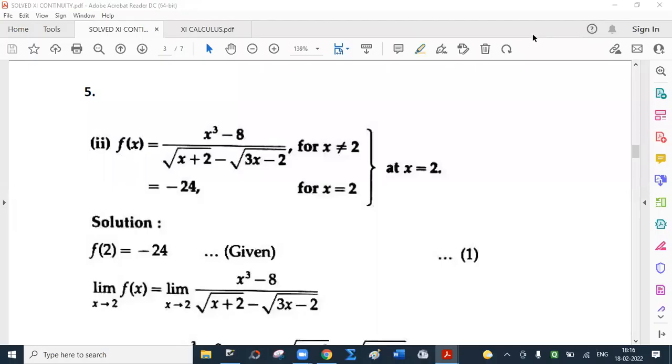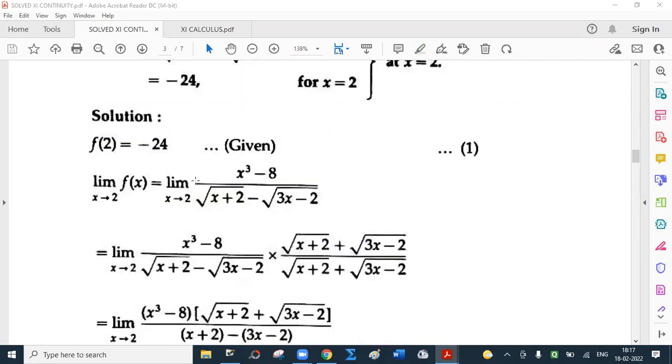Second, f of x is x cube minus 8 upon root x plus 2 minus root 3x minus 2 for x not equal to 2, and f of 2 is minus 24. We are asked to discuss continuity at x equal to 2. f of 2 is given to be minus 24. Now, the value of the limit.